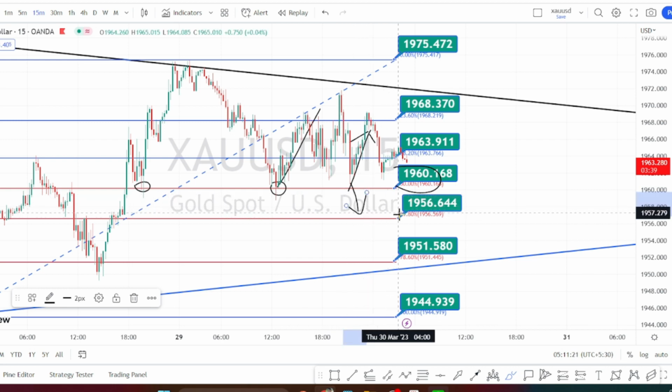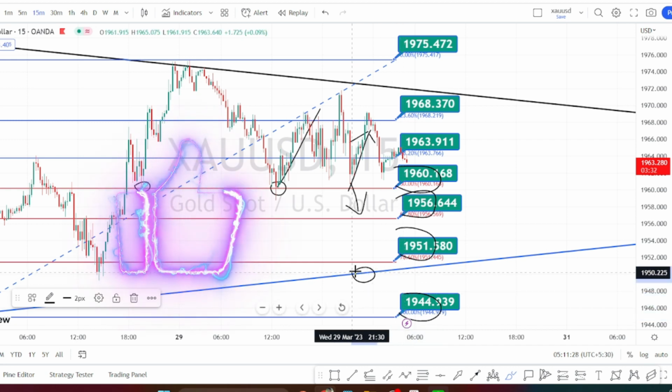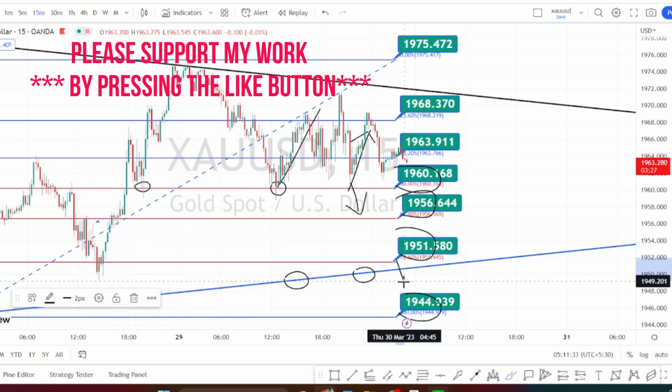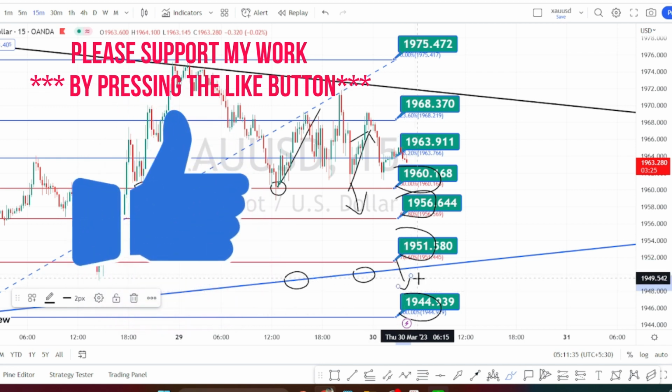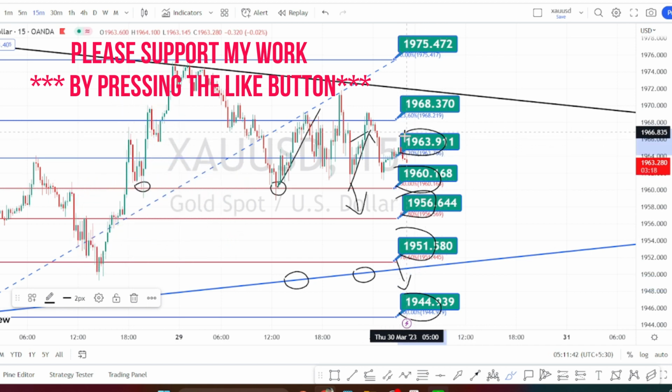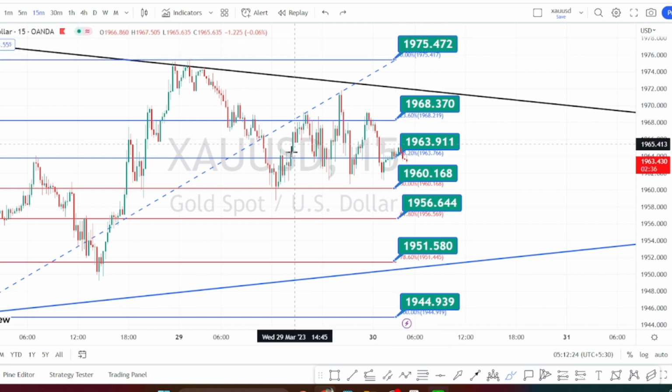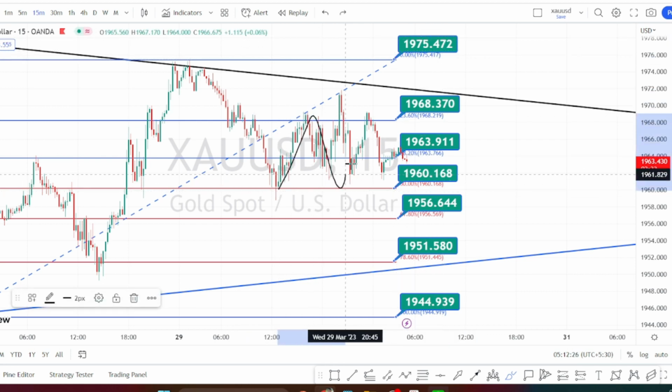And next level of support is going to be around 1956, 1951 and 1944. We also have a daily time frame trend line or the support line which it has to break in order to continue with its bearish side retracement. And on the bullish side, the immediate resistance is going to be around 1963. Once this resistance level is breached, next level of resistance is going to be around 1968 and 1917. For now, the price action in 15 minutes time frame is also trading in a sideways price action.